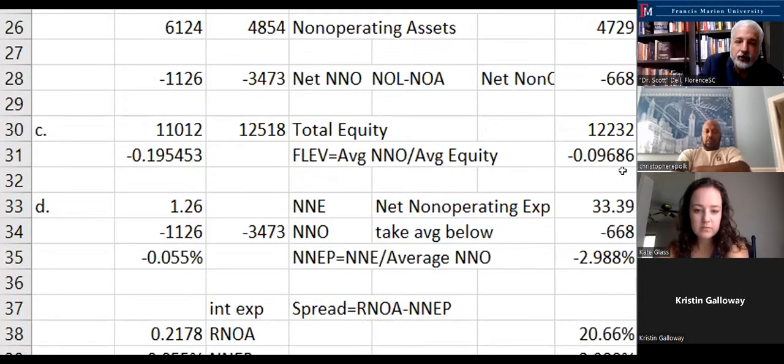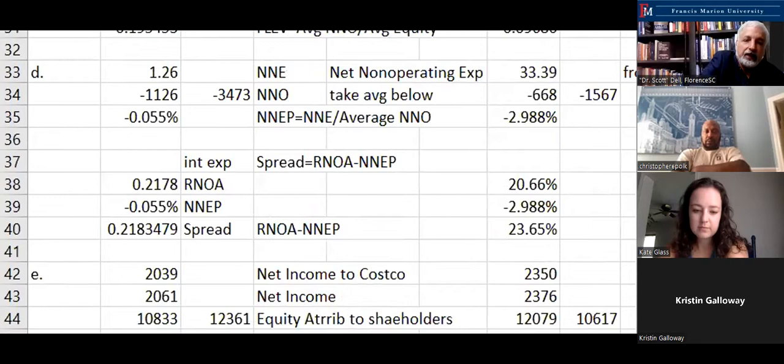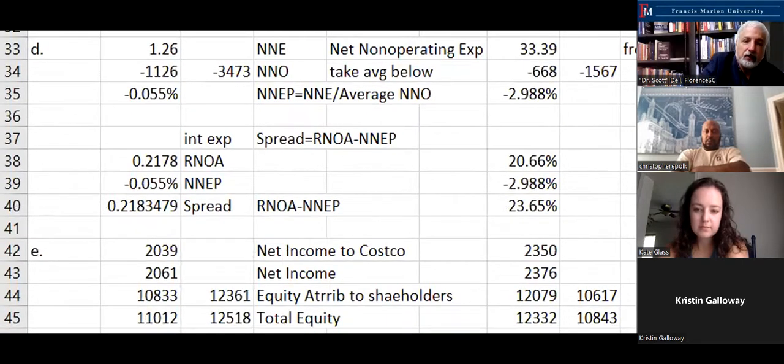Sometimes we need to take averages. So we have average net non-operating, and then we have an average of equity. So the spreadsheet, kind of plug in the numbers, it calculates it out. We go down, return on net operating assets, we have the calculation, and we have the spread, and we combine those 2 things.